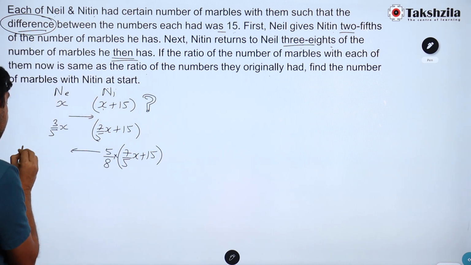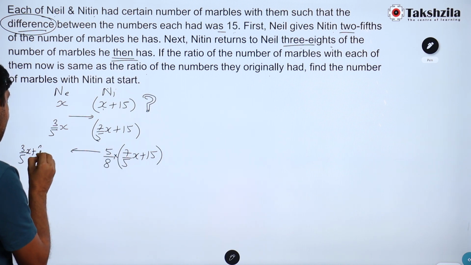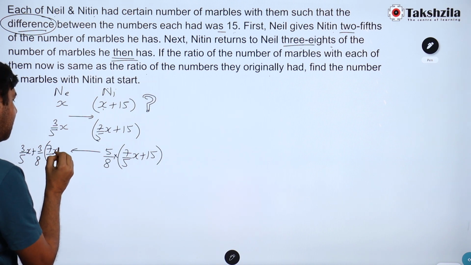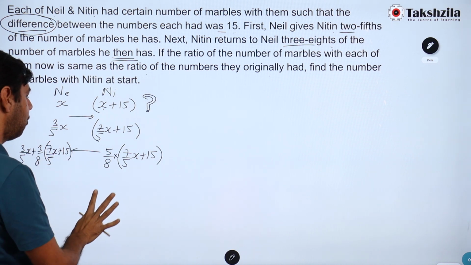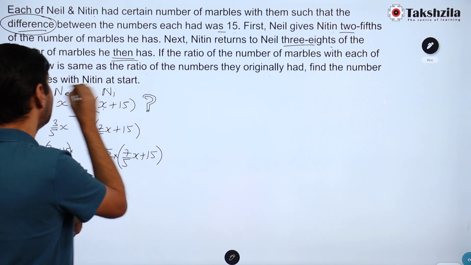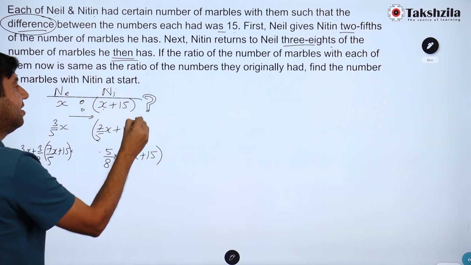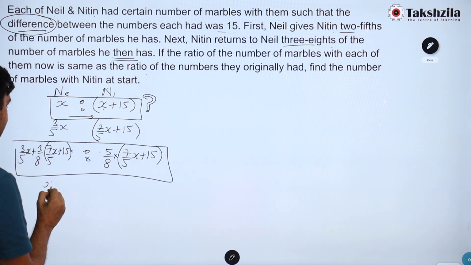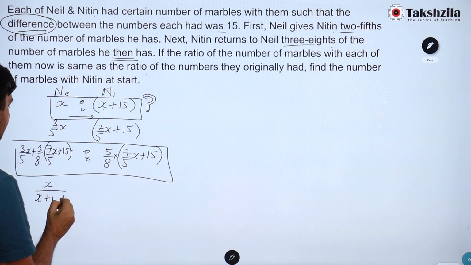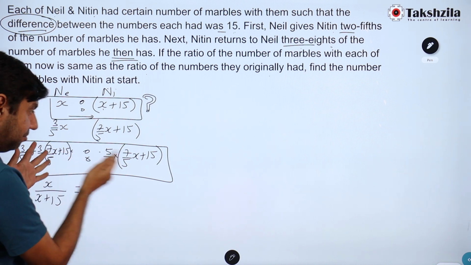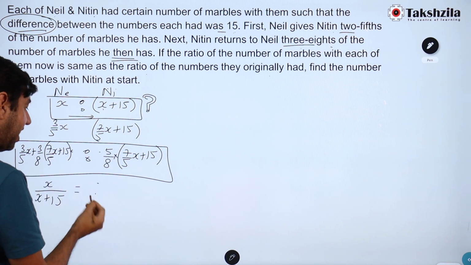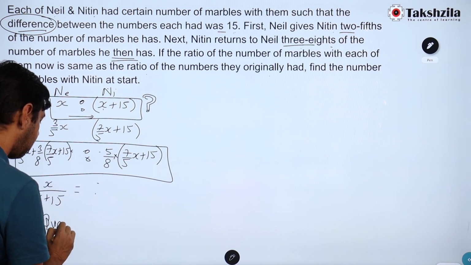And now here you would need to add: he had 3/5 of x, plus he gets 3/8 of what this guy had, right? And so here the tediousness starts. And what do we do after this? After this, it said the ratio at the start is the same as the ratio at the end. So you'll have to write that in this format, and open out the brackets. You are going to get into a quadratic.